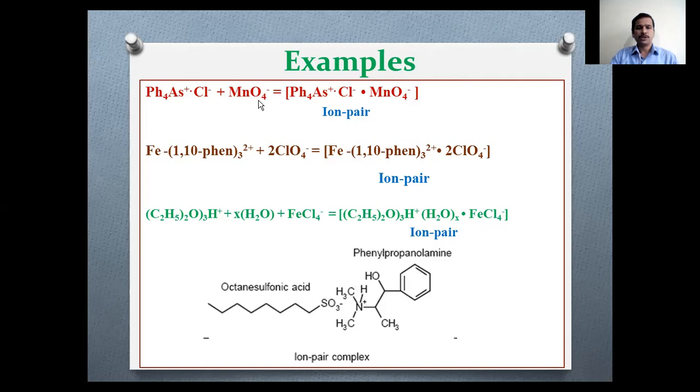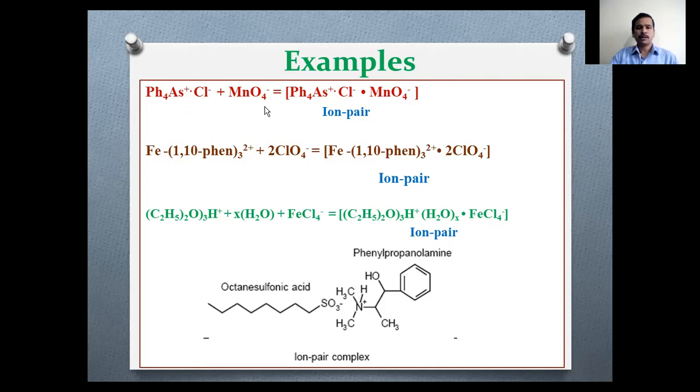A very simple procedure will utilize tetraphenyl arsonium chloride, or the tetraphenyl arsonium ion, as a cation, because permanganate is an anion. Permanganate, MnO4 minus, is an anion, and the tetraphenyl arsonium cation will be the reagent. So you take permanganate, present in whichever concentration, transfer the aqueous solution of permanganate into the separating funnel, and you take tetraphenyl arsonium ion.